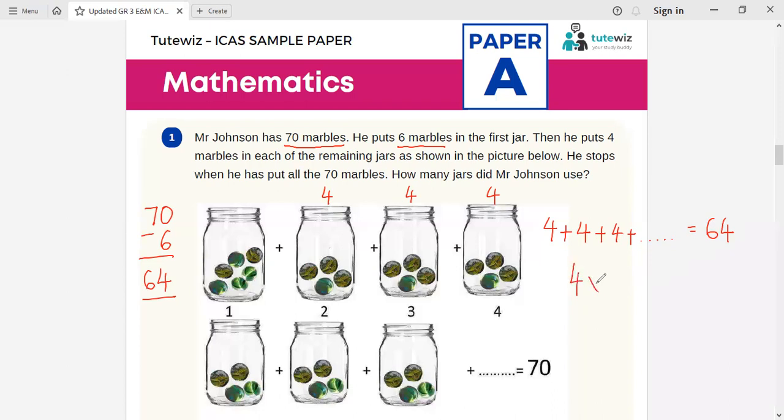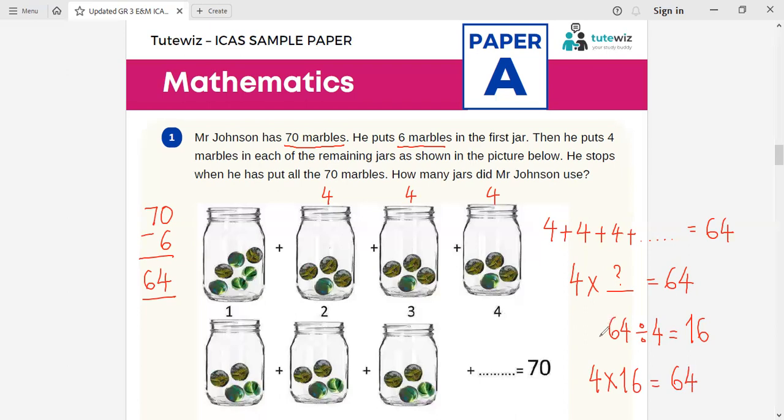That means 4 multiplied by something should give me 64. How do I find this? I can either go through the table of 4, or again, I can simply divide 64 by 4, which will give me 16. That means that Mr. Johnson put 4 marbles in 16 jars, and hence he was able to put all the 64 marbles in all the jars. Now, how many total jars has he used?